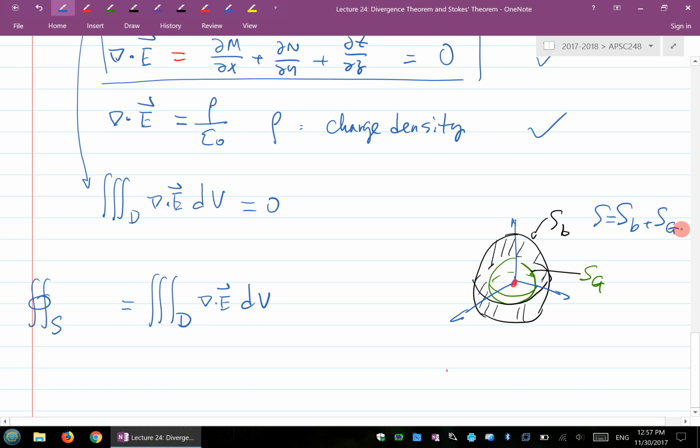And I'm trying to calculate the outward flux for this enclosed surface S. So that's sort of different, right? The previous one is just one sphere. Now I have two spheres. Is that okay? So now look at the region D enclosed by SB and SG. This region D does not include the origin anymore.